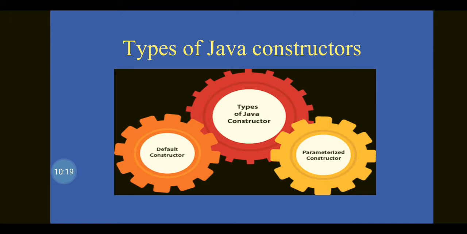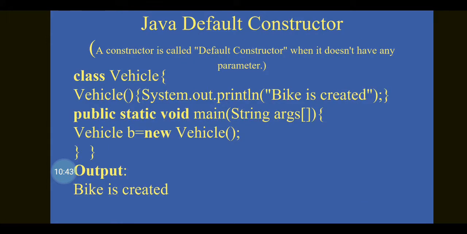So, the various types of constructor: default constructor and parameterized constructor are the various types of Java constructor. There is no copy constructor in Java, but it is possible to simulate the concept of a copy constructor in Java. A constructor is called a default constructor when it does not have any parameter.